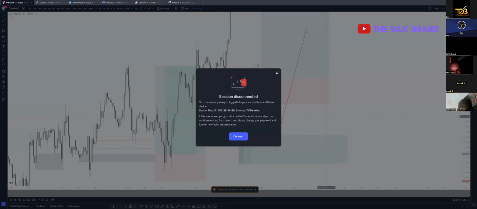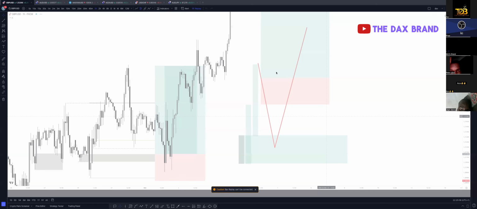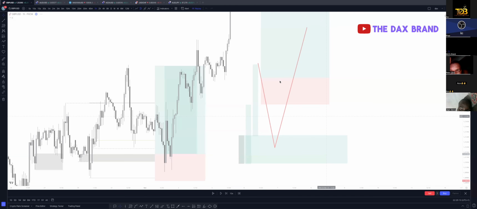I don't know who's trying to log into my TradingView from somewhere. I don't know who that person is. I have to change my password again anyway.